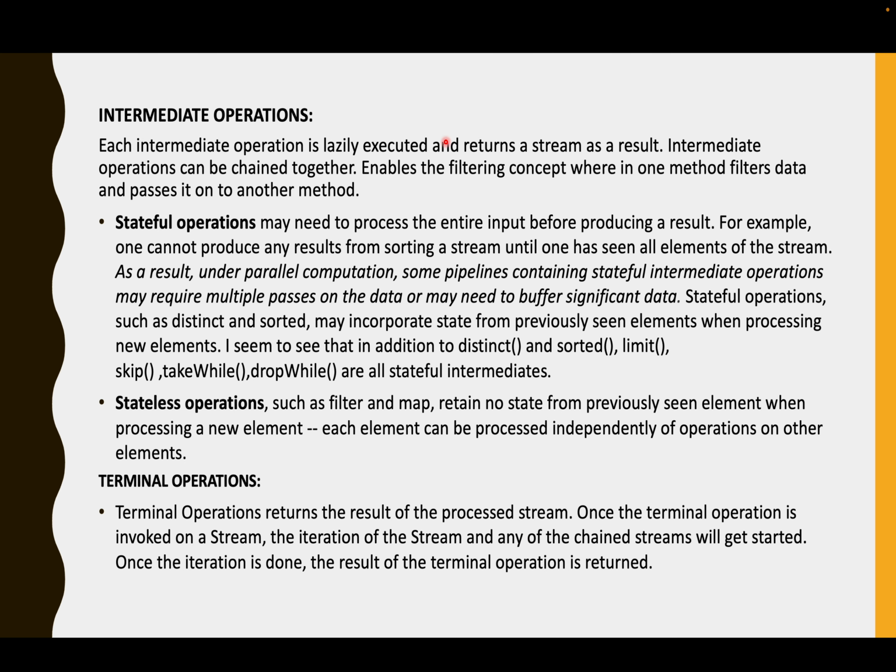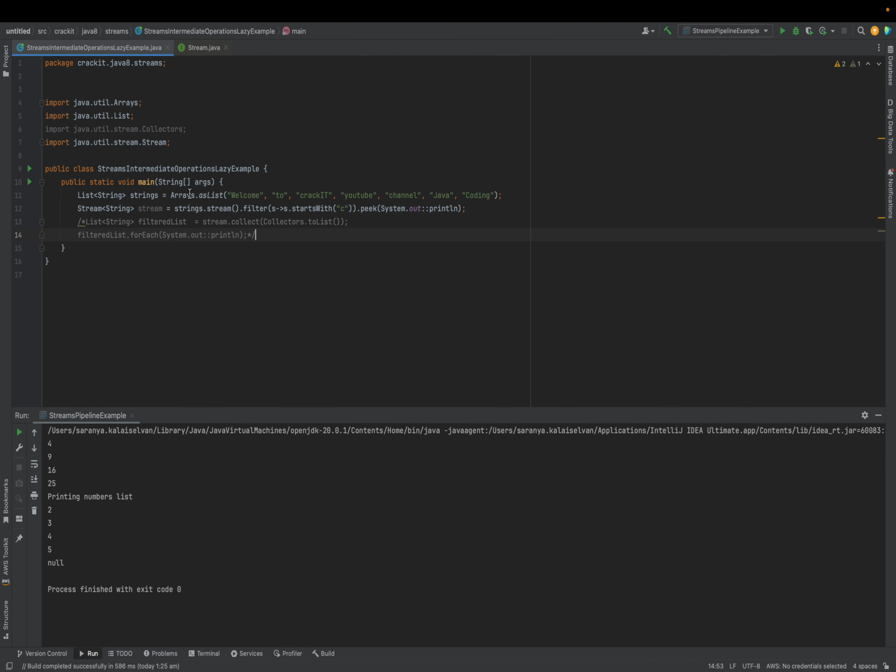Intermediate operations are lazily executed. What does that mean? We will try to understand this using an example. In our example, we have a list of strings and we are converting these strings to a stream using the dot stream method. Then we are performing a filter operation and peek. What is filter? Filter will filter the data based on the predicate that we send. What is the predicate? It will check whether the string starts with C or not. If it starts with C, it will keep those elements.